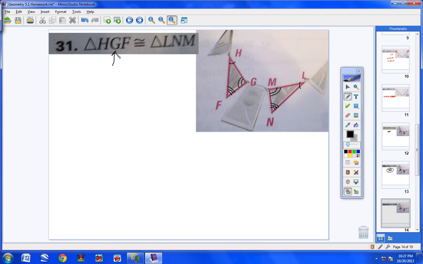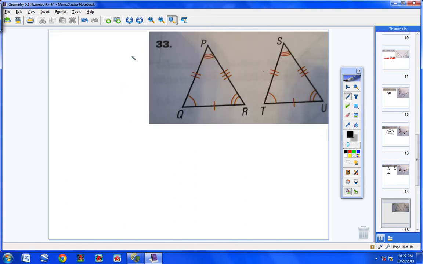Angle number 2, G, has 2 marks. Second angle over here, N, has 3 marks. So the answer is no. This is not a right congruent statement. All right, let's continue on now to number 33. The directions for 33 state the triangles are congruent. Identify all pairs of corresponding parts and then write a congruent statement.